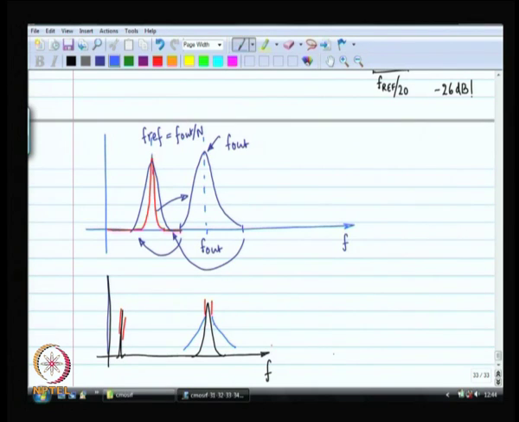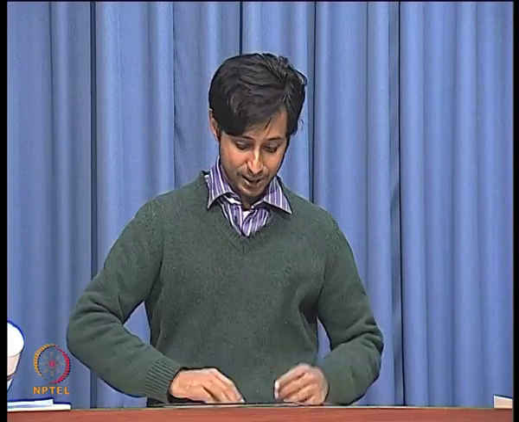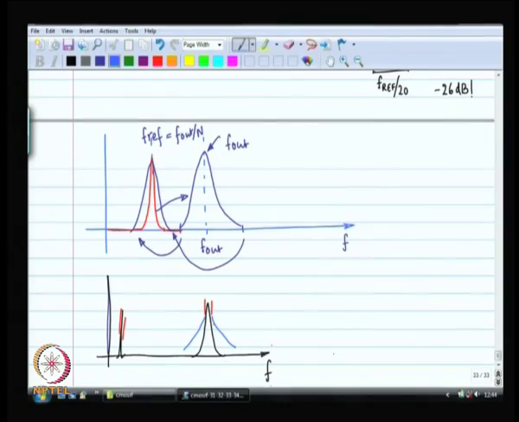So, our job is to make sure that this loop bandwidth is as large as possible, so that I can get rid of as much phase noise as possible. And then contrarily, we are saying that to reject the spurs as much as possible, so there are some spurs over here, I would like to keep the loop bandwidth as small as possible.